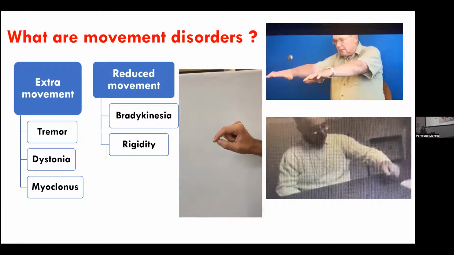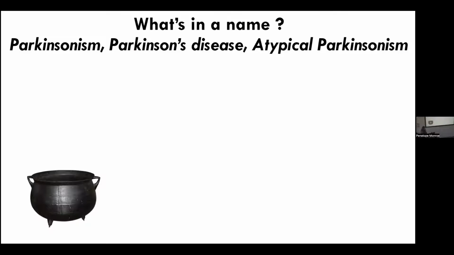And in medical school, we're taught that it feels like you're rolling a lead pipe, and it's actually also called lead pipe rigidity. So these are the kinds of movements we can see in patients with frontotemporal dementia. So what's in a name? It's very confusing, and some of my non-neurology colleagues have problems with this as well.